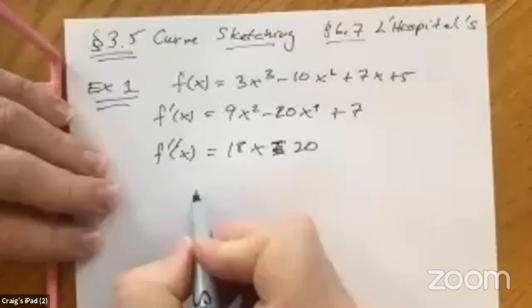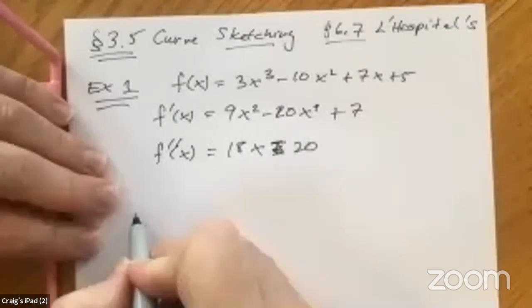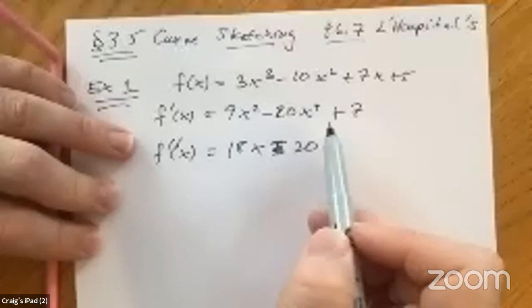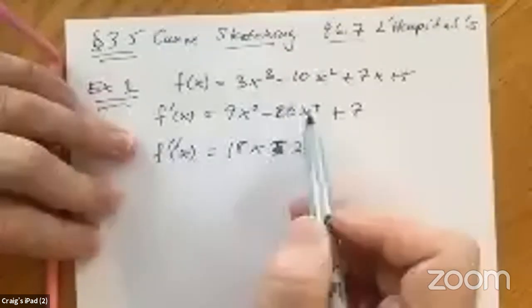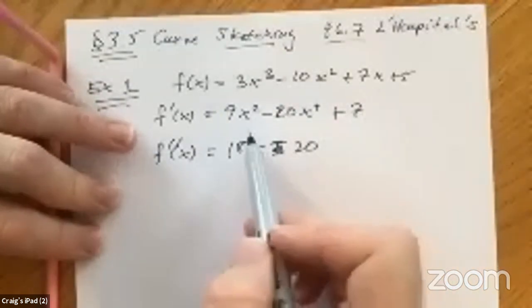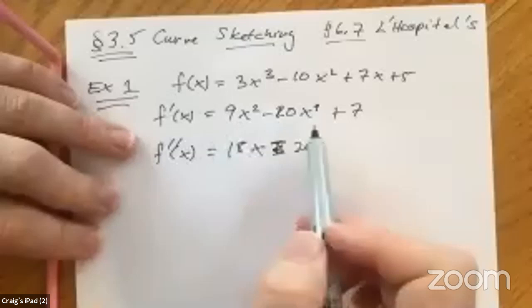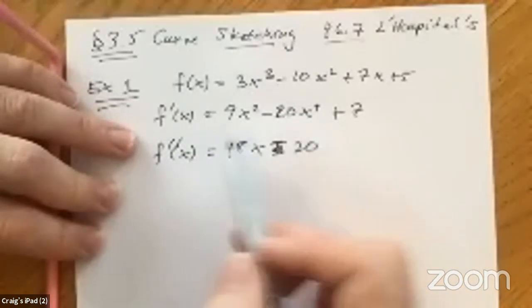Now what I care about is just finding out where the function is increasing, where it's decreasing, where it's concave up, and where it's concave down. If you sketch the graph of that function and you get the increasing, decreasing, concave up, concave down piece correct, I'm happy. It's as good as you do by hand.